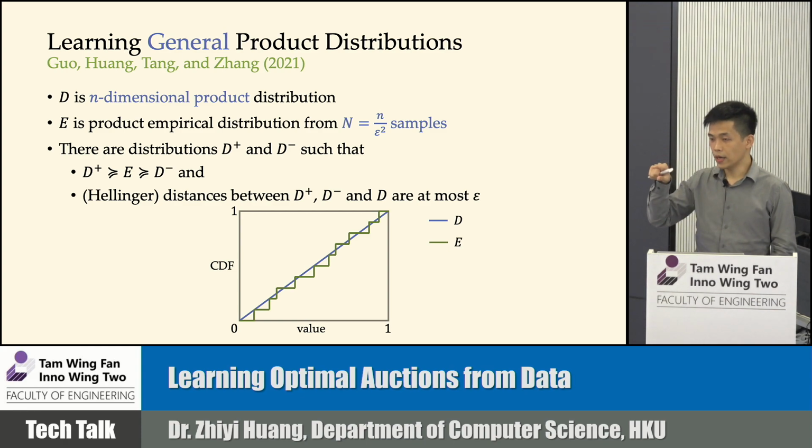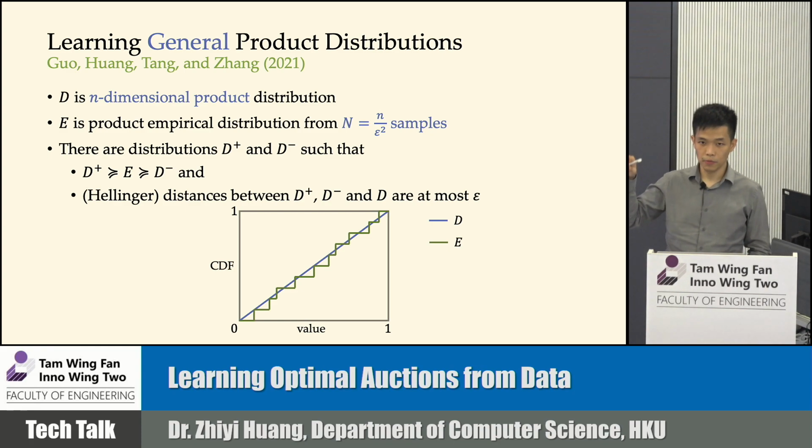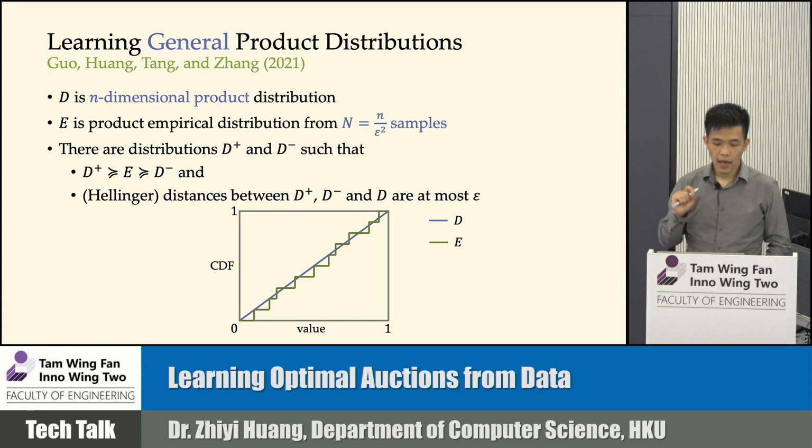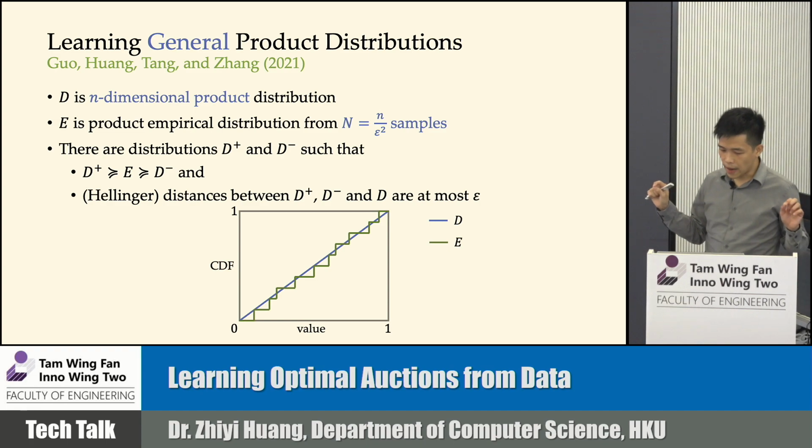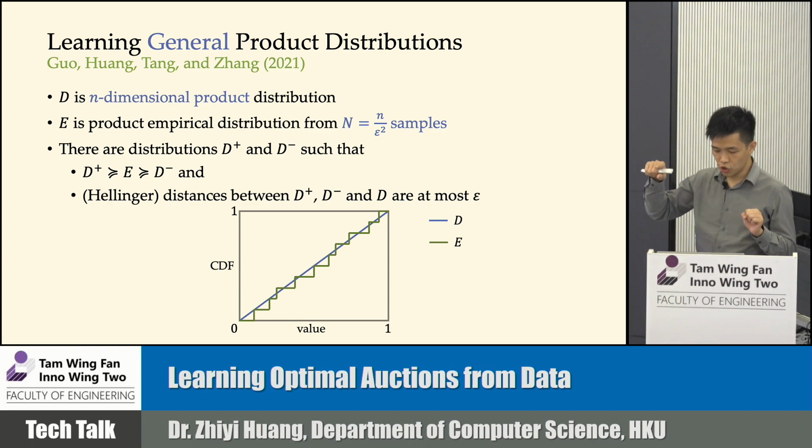It stays at 0 until I hit the smallest sample point, and then the CDF is going to jump to 1 over m. And when I hit the second smallest sample point, it's going to jump to 2 over m, and so on and so forth. And if I have enough samples, I can imagine that this step function is going to jump up and down near this diagonal line, okay? So that's the CDF of the empirical distribution.